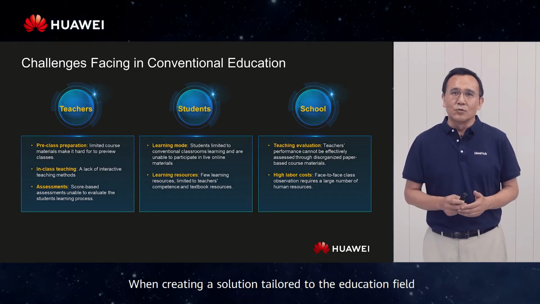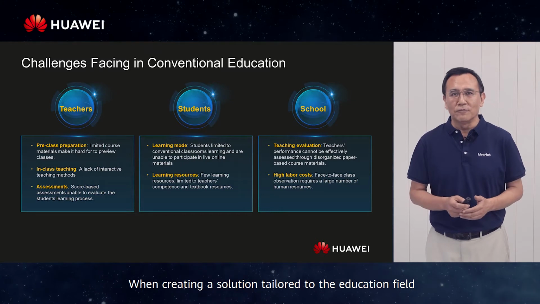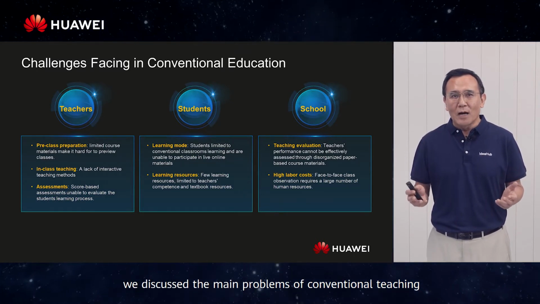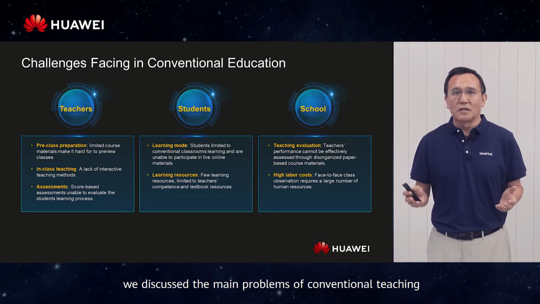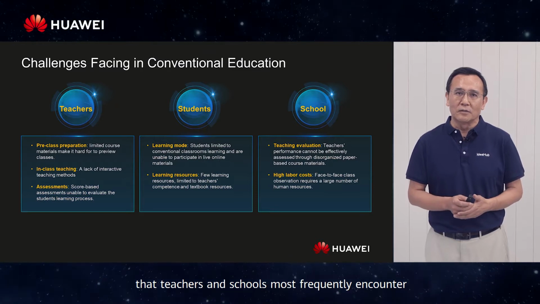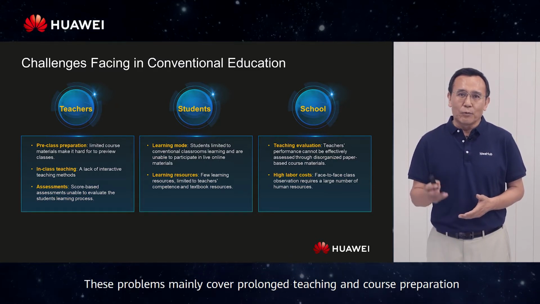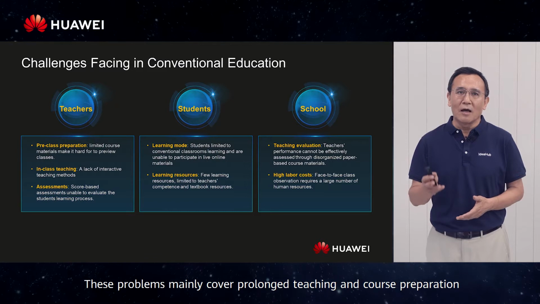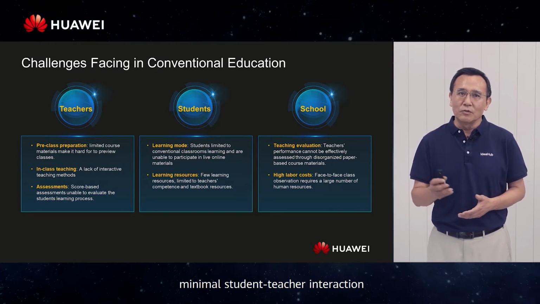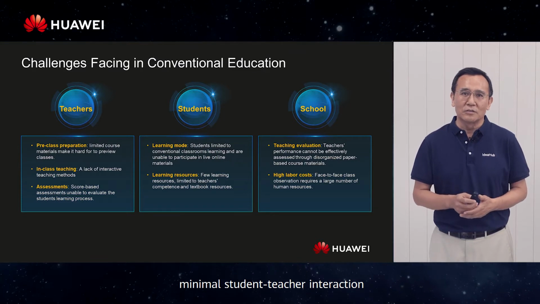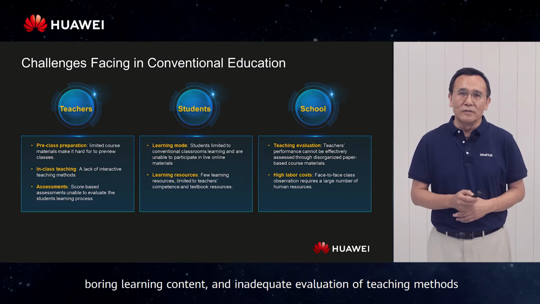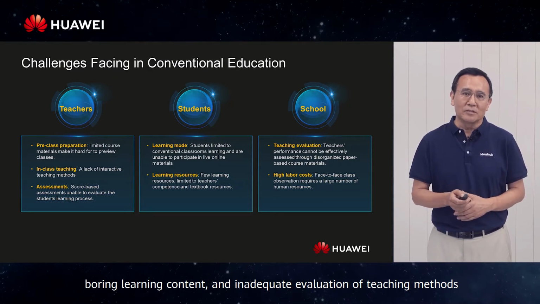When creating solutions tailored to the education field, we discussed the main problems of conventional teaching that teachers and schools most frequently encounter. Those problems mainly cover prolonged teaching and course preparation, minimal student-teacher interaction, boring learning content, and inadequate evaluation of teaching methods.